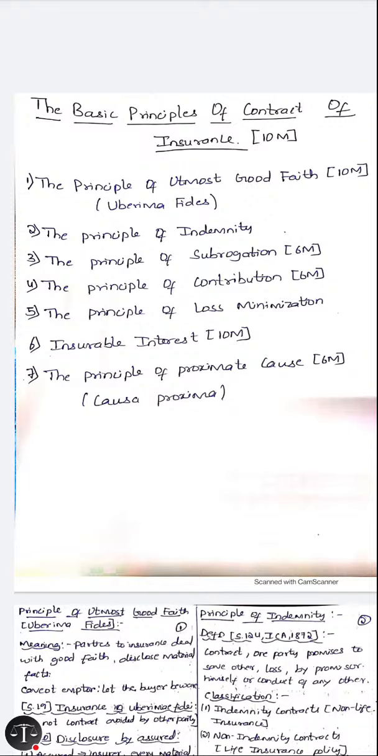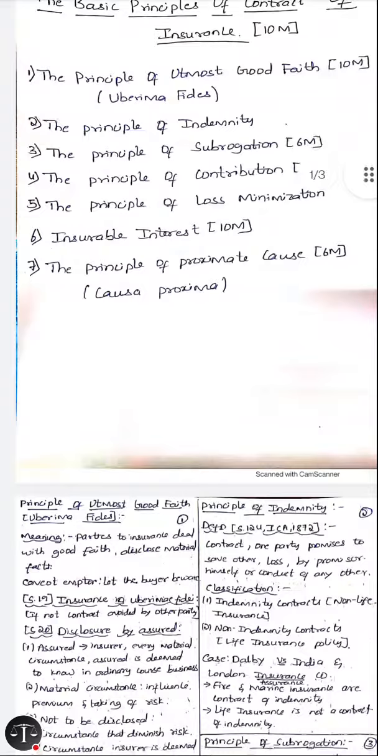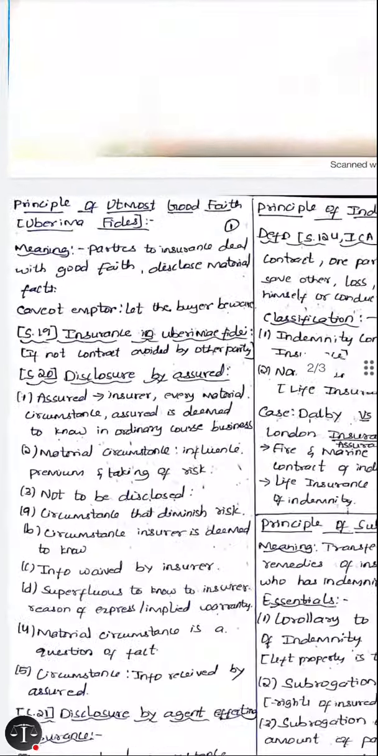And after that there is insurable interest. So insurable interest is sometimes asked as a long answer for 10 marks in the second unit. And the next principle is the principle of proximate cause, which has the maxim causa proxima, and it is asked as a short note in the second unit sometimes. In this video I have only covered the basic principles of contract of insurance. So we will see all of the principles one by one.